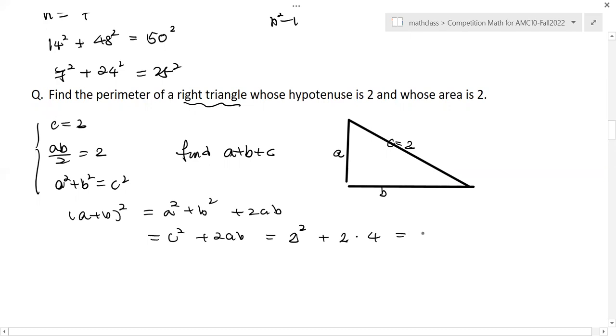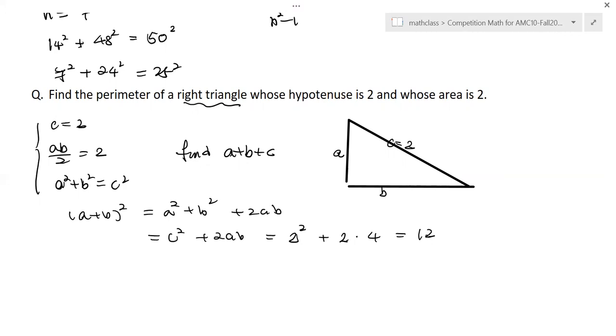So 2 times 4 is 8. So you multiply this out, right? Then you get 8 plus 4 is 12. So now from here you get A plus B.